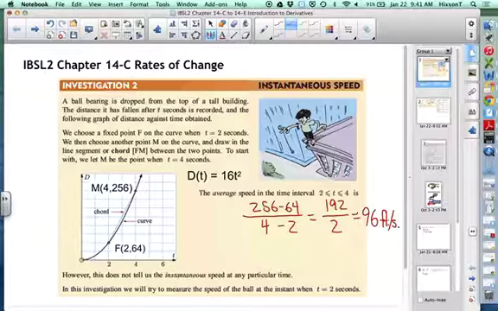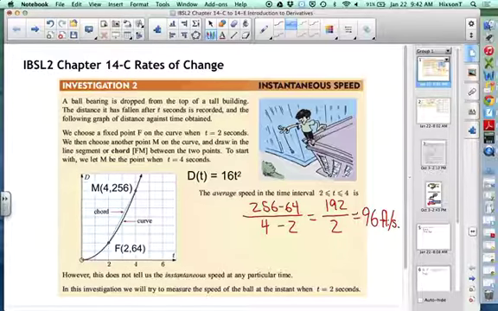Okay? So on average, in this case the ball bearing is falling at 96 feet per second over that interval. Now, where is it falling the slowest? At the beginning, and it's falling the fastest at the end, alright? But on average, we're going 96 feet per second. Does everyone understand that so far?